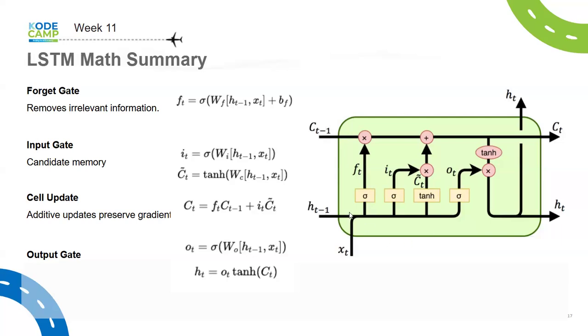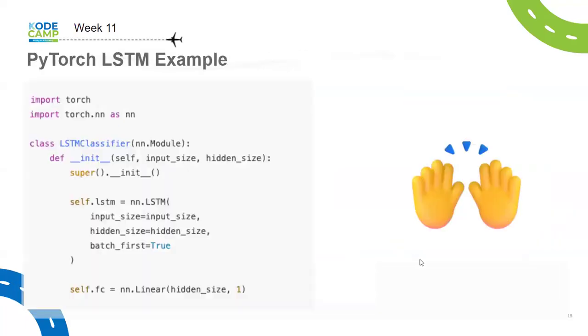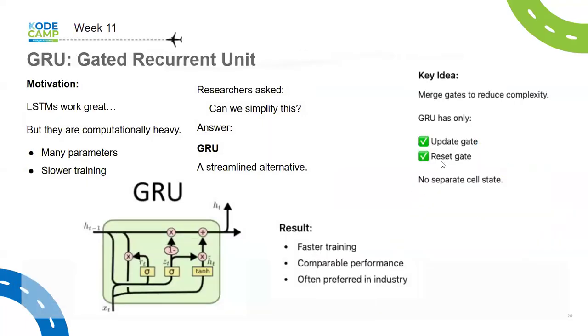But with GRU, they said, well, do we really need another cell state? They took that one out first, right? And then the second question, do we really need three gates? They took one out. So we ended up with just two gates, the update gate, the reset gate, and just one cell state. So here, this is how it is kind of represented.